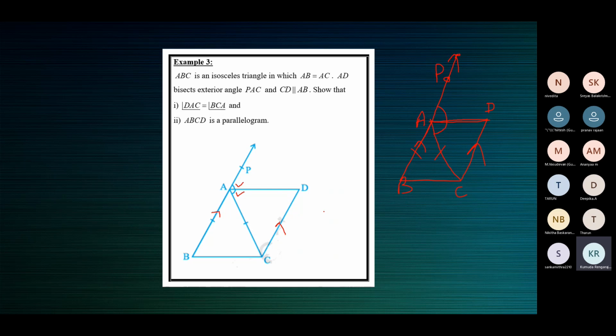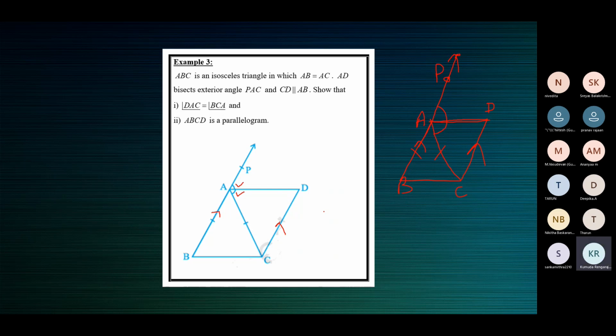So what do we have? We have a lot of information. Triangle ABC is isosceles, that is AB is equal to AC. Then the side BA is produced to a point P, so the exterior angle PAC is formed. AD is the bisector of PAC. CD is joined such that it is parallel to AB.